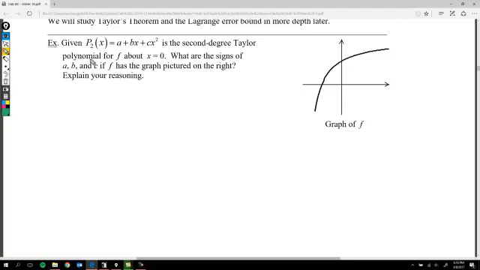So I'm given that a second degree Taylor polynomial is equal to this. This is just the standard form of a parabola, or general form, and it's centered about x equals 0. It's asking for the specific signs of a, b, and c if this graph corresponds to my second degree Taylor polynomial. All right, so here's some things that I notice.